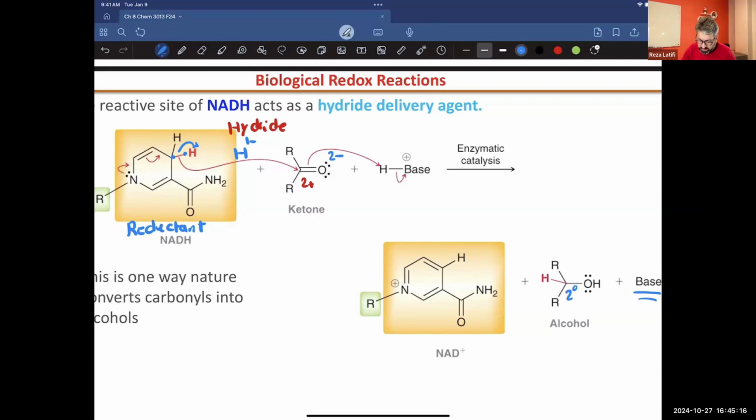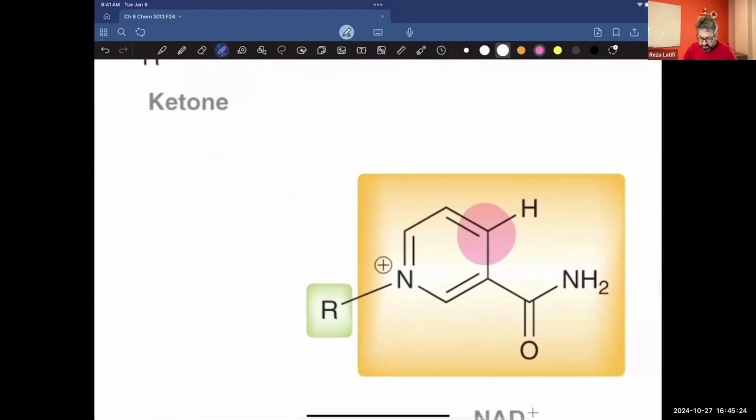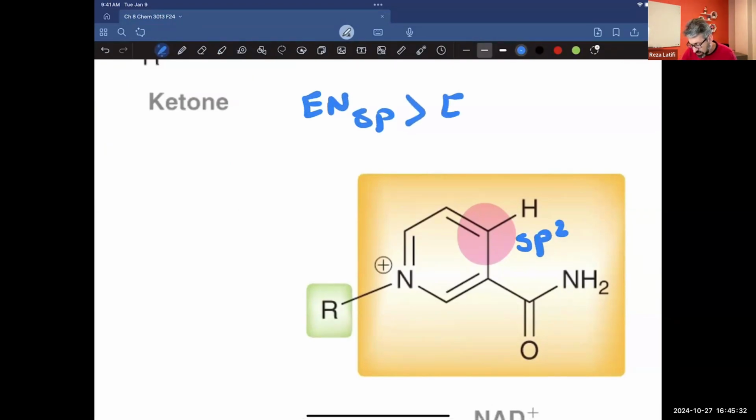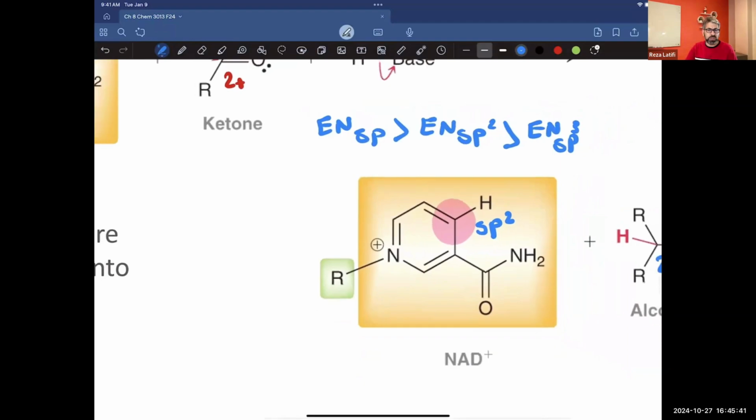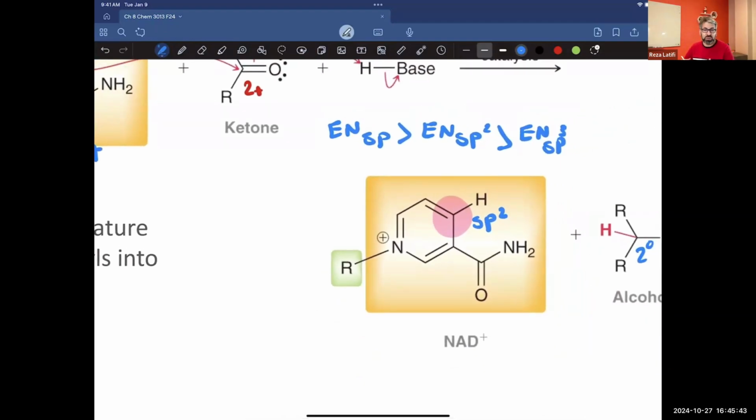Now let's zoom in on the same carbon. This is the carbon that we were talking about. That carbon has sp2 hybridization. Remember, the electronegativity of sp hybridization is higher than that of sp2, and that is higher than that of sp3. Our carbon used to be sp3, and now we turn it to sp2. So this carbon is now thirsty for electrons.